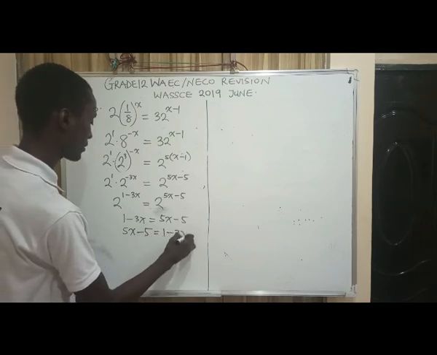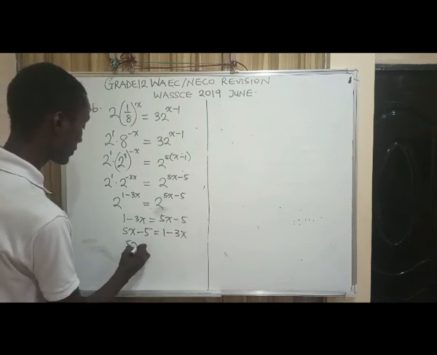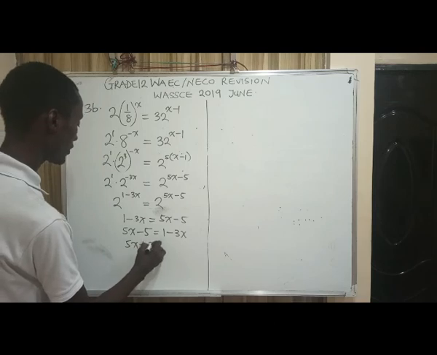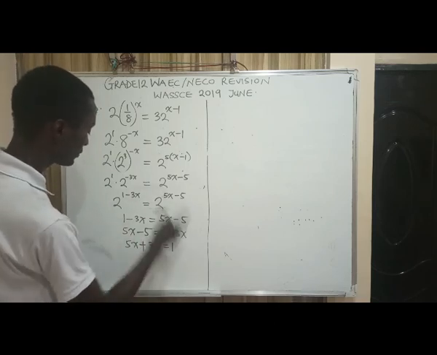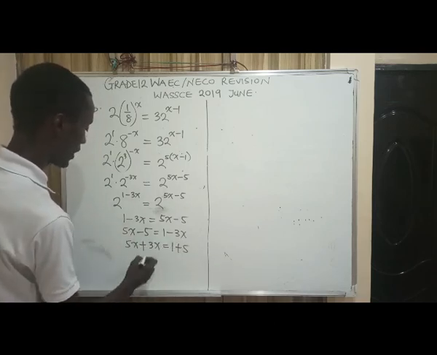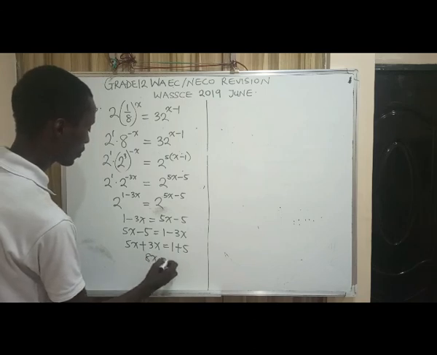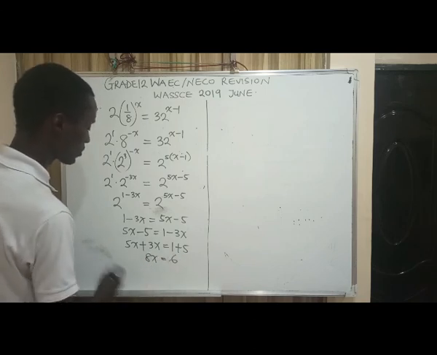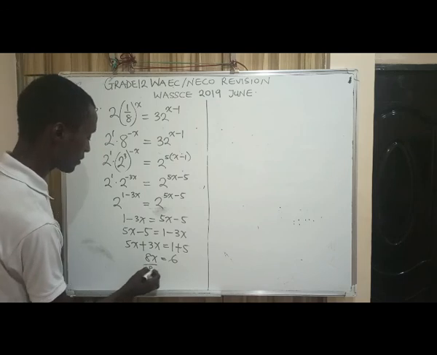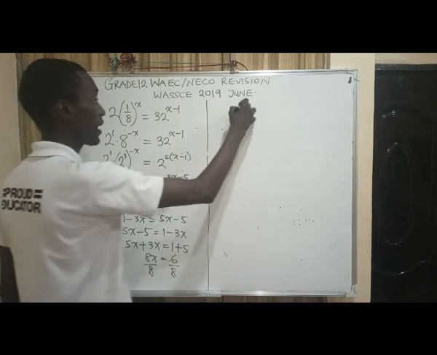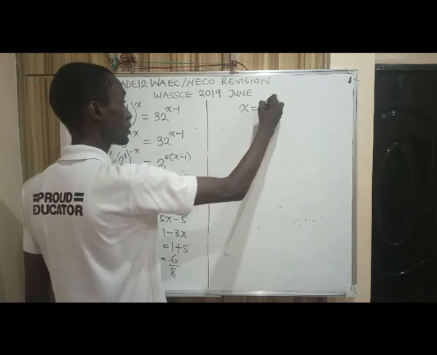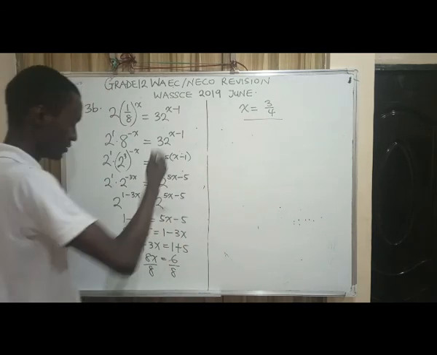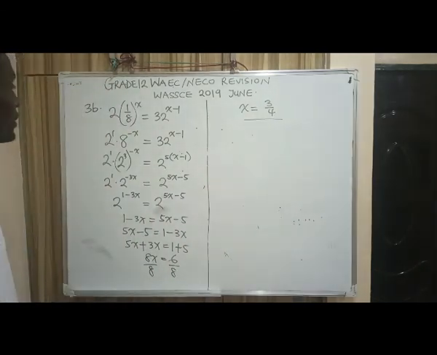1 minus 3x. So this will now be 5x plus 3x equal to 1 plus 5. And that will be 8x equal to 6. So I divide both sides by 8. I'm going to have that x will be equal to 3 over 4. And that settles the problem under this one.